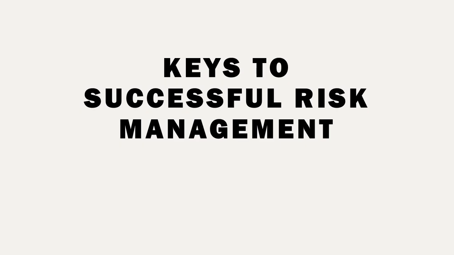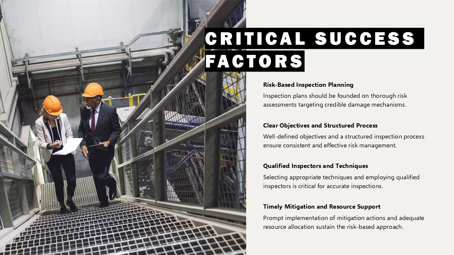Keys to successful risk management: critical success factors. Successful risk management with inspection activities depends on several key factors. Inspection plans must be directly based on risk assessment results and address credible damage mechanisms. Objectives should be clearly defined, and inspection planning should follow a structured process. Appropriate techniques, frequencies, and coverage must be selected, and inspectors must be properly qualified. Finally, organizations must ensure that mitigation actions based on inspection findings are implemented promptly and that sufficient resources are available to sustain the risk-based approach over time.